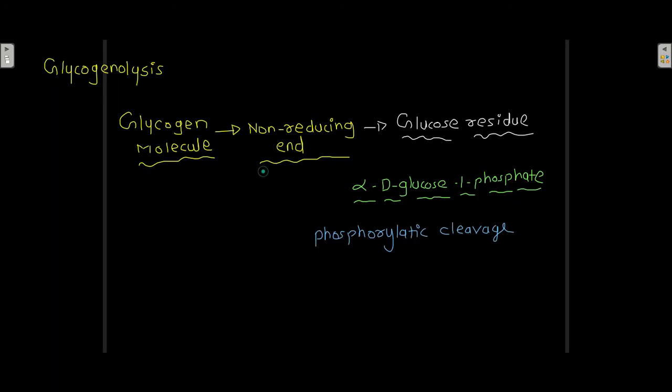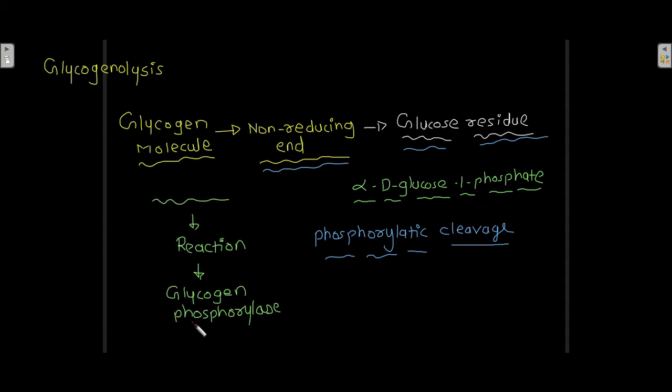So from the non-reducing end, this glucose residue is removed by phosphorolytic cleavage, and this is known as glycogenolysis. You take a glycogen molecule, at the non-reducing end there is a glucose residue. Now that glucose residue is removed by phosphorolytic cleavage, and what you get is alpha D-glucose 1-phosphate. This reaction is the reaction of glycogenolysis, that is, breakdown of glycogen.